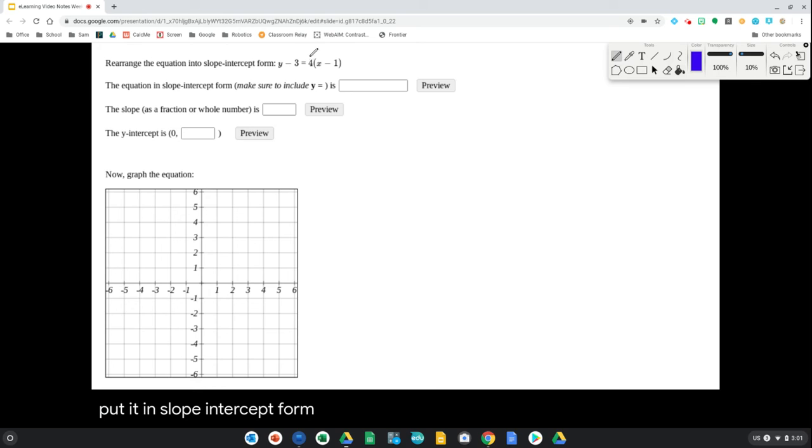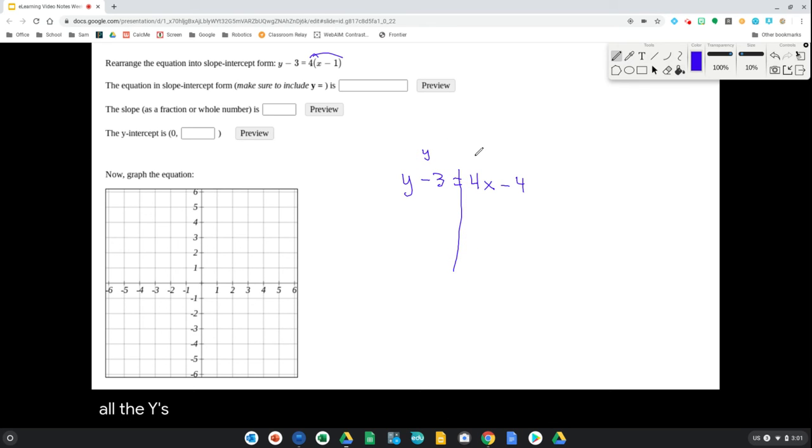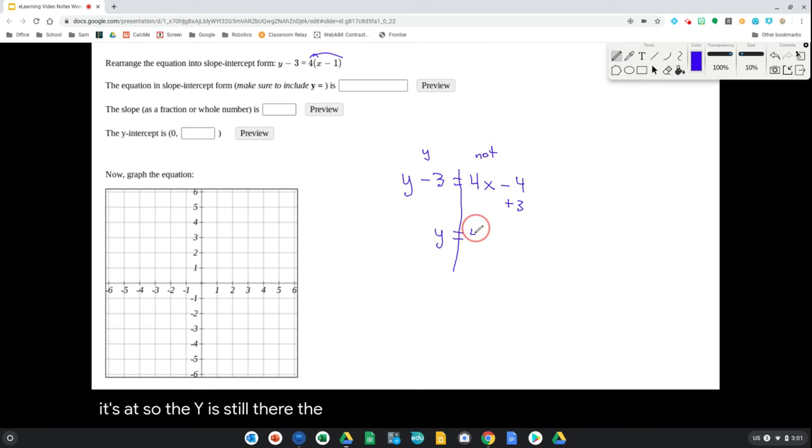Just like the last one, you should have started by doing the parentheses. When you do the parentheses, you get 4 times x is 4x, and 4 times -1 is -4. So that's our equation after we get rid of the parentheses. Now again, all the y's on this side, all the not y's on this side. So we're going to move that -3. When you move the -3, it becomes a +3. Everything else stayed where it's at. So the y is still there, the 4x is still over here, and on this side, we can combine together the -4 plus 3. If you take -4 plus 3, you get -1. So just like on the last problem, the equation would be y equals 4x minus 1.